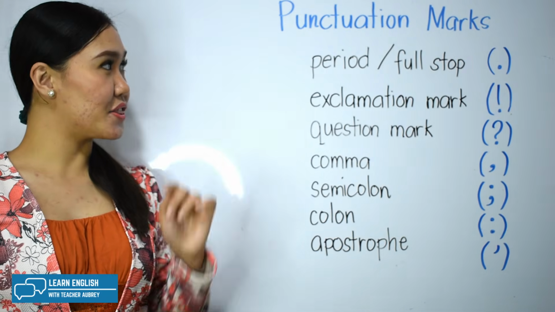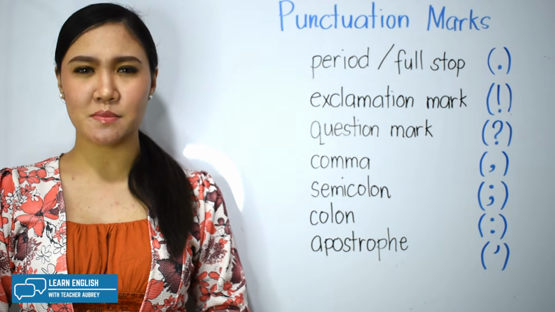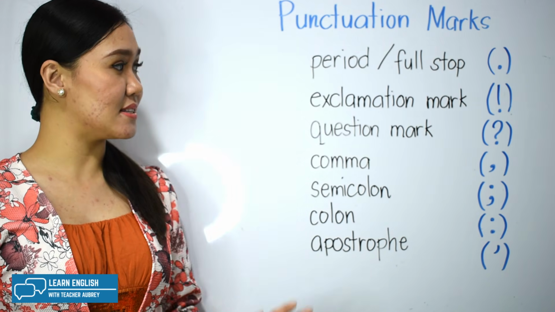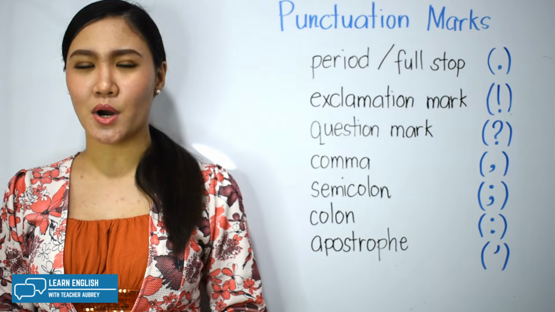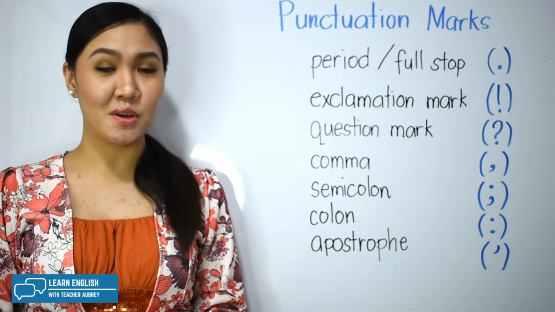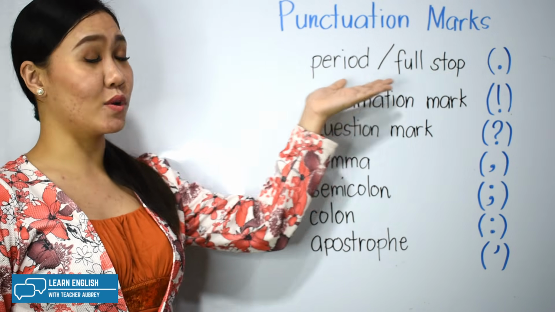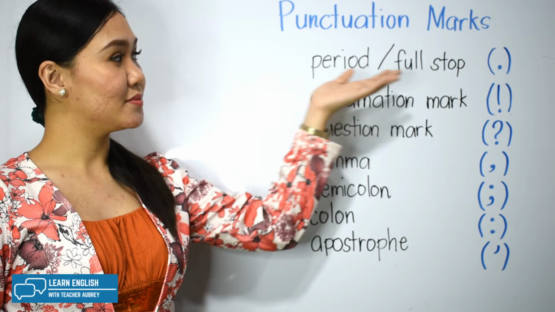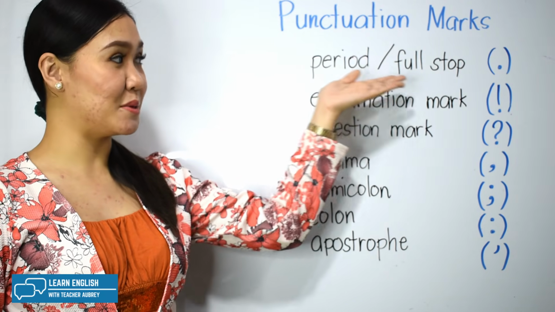Let's take a look at these punctuation marks. There are many other punctuation marks, but I decided to focus in these 7 because they are the most common punctuation marks that we can encounter when we are reading or when we are going to write. Let's take a look at them. We have the period or the full stop. Pero sanay tayong mga Pilipino na tawagin yung period. Okay? Isa lang naman ang kahulugan yan.